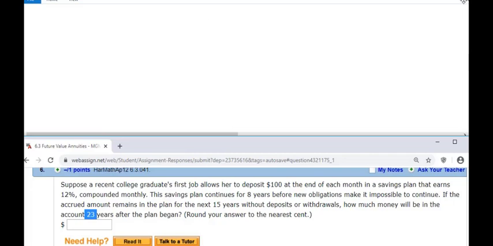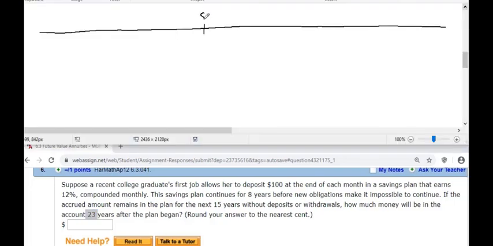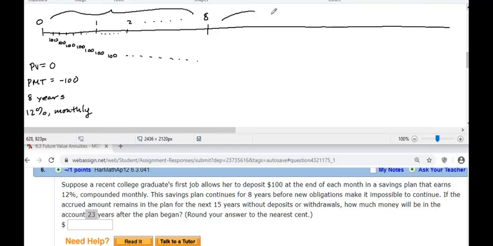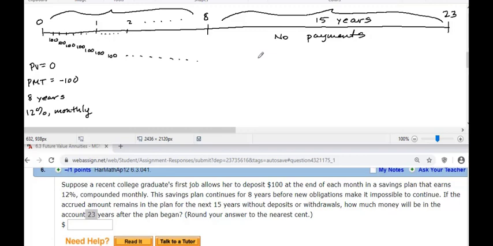Let's map this out. This problem is divided into 2 parts. We have the first 8 years. For this part, the present value is nothing, so no seed money, but then she makes deposits, payments of $100 each month for the first 8 years. The second 15 years, for a total of 23 years, there's no payments. So anytime the interest rate changes or the payments change, you have to break it into 2 completely separate problems.